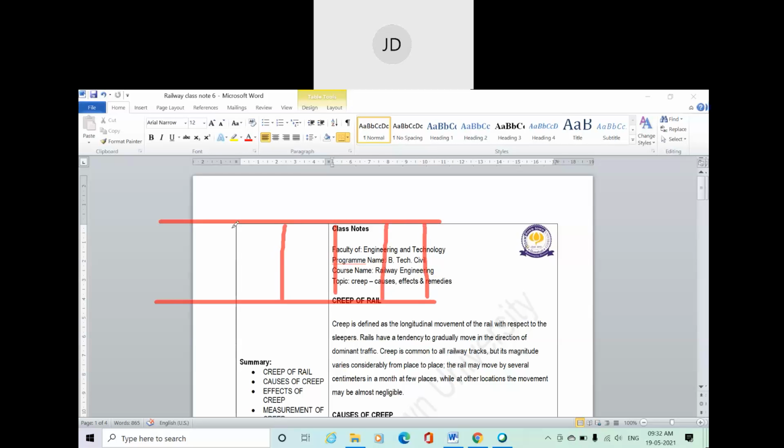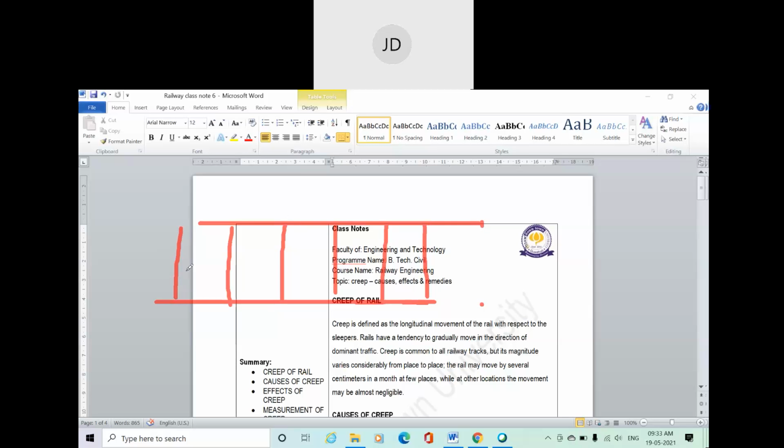Suppose these are your sleepers. Okay, fine. Now due to creep, this rail has come up to this point, and this rail suppose comes up to this point. Anyway, so due to creep, what happened? This rail moved forward to this point. Okay, now what happened? You can see the sleeper.